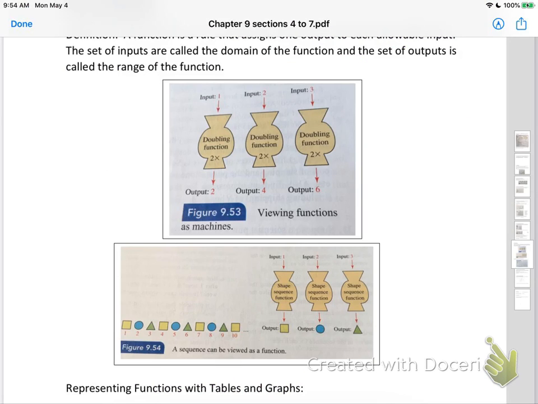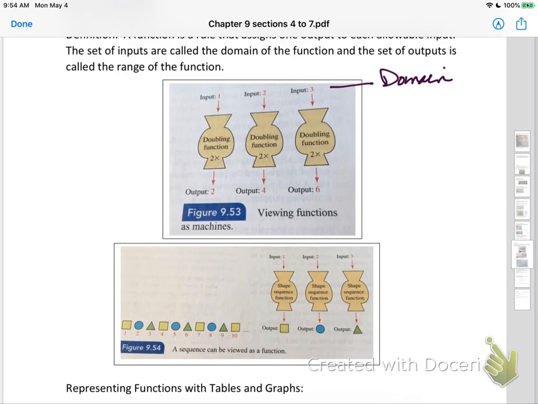Okay, so this next page is all about functions, and I think the top I had to cut off so I can get both of these diagrams in. So what it says in the top is a function is a rule that assigns one output to each allowable input. The set of inputs are called the domain, and the set of outputs is called the range. So this is a function machine. So here are your inputs. The inputs are the domain.